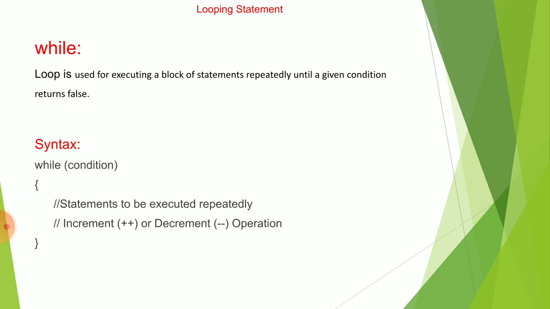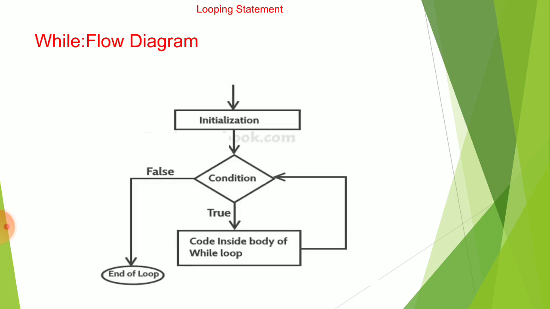The second category of control statement is looping statement. Looping statements execute the statements repeatedly until a given condition returns false. There are three types of looping: while, do while, for. First, we see about the while statement. In the while statement, while condition, next statements to be executed, and the increment or decrement operation must be within the while loop to terminate the while loop.